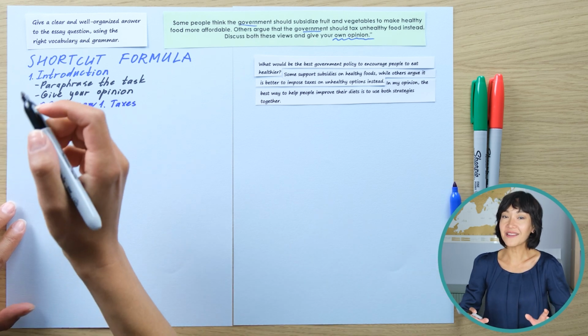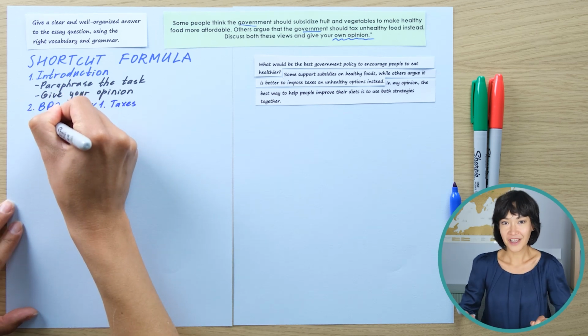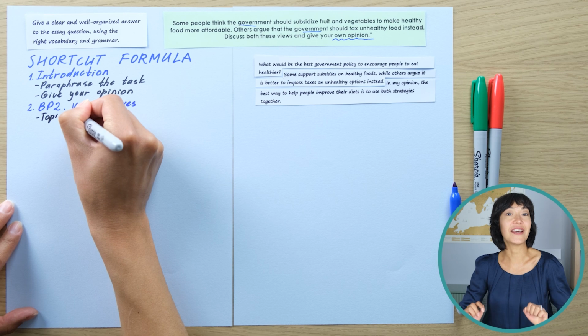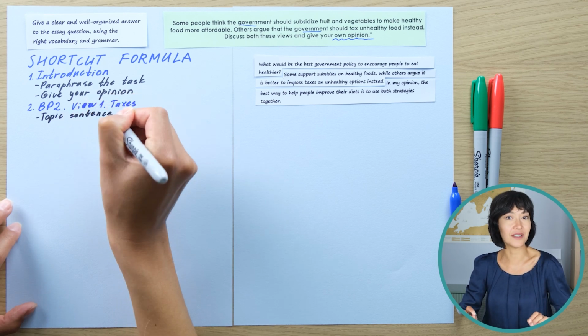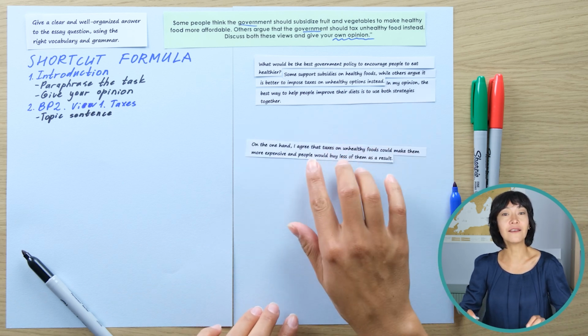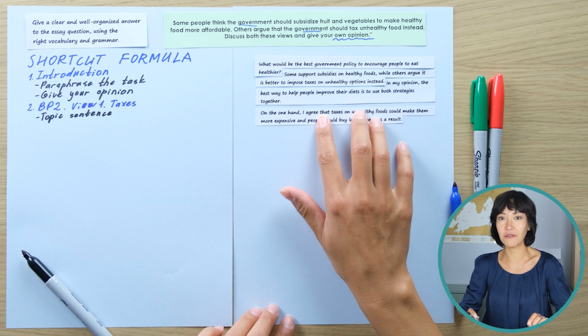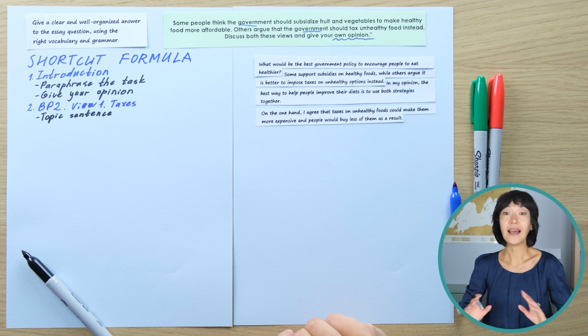But there is one thing a lot of students miss when they begin their body paragraph. The first sentence should tell us what this paragraph is about. This is called a topic sentence. Keep it simple. On the one hand, I agree that taxes on unhealthy foods could make them more expensive, and people would buy less of them as a result. I just say what I think directly. Now, we need to develop this idea by giving an explanation or example.